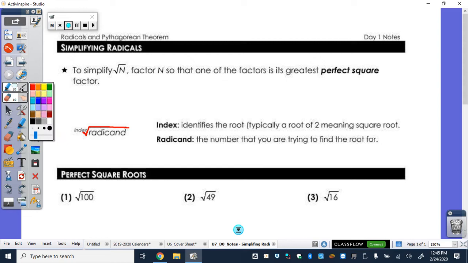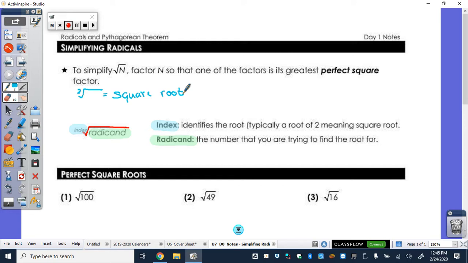Within the radical sign we have two parts. We have the index, and then we have what's called the radicand. So the radicand is the number that you're trying to find the roots for. So if it's a perfect square, it works out really well, but sometimes it's not. Your index identifies what kind of root it is that you're looking for. So for example, let's say I had a little 2 out there. That means I have an index of 2. This means I'm trying to find my square root.